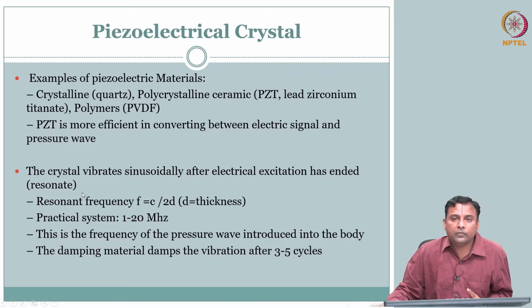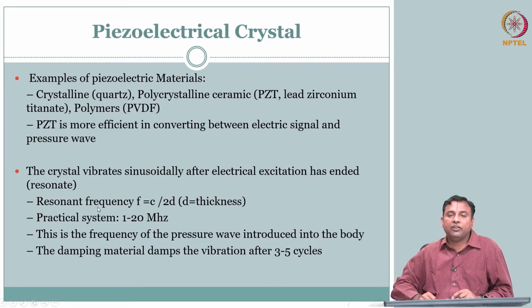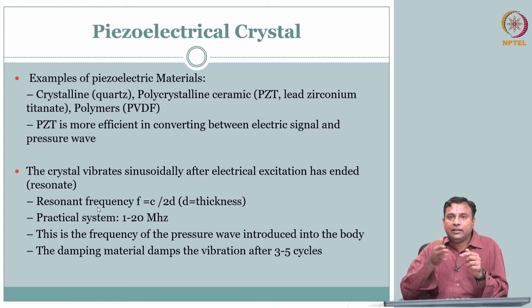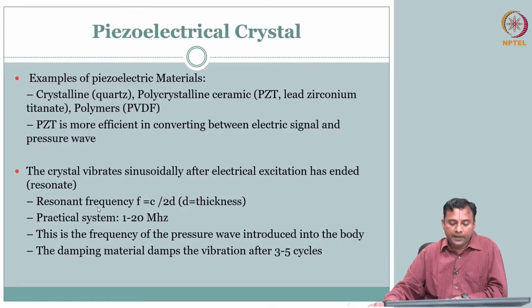So one of the key terms you will encounter when you talk about transducers is the resonant frequency. What is this resonant frequency? If you excite the crystal, there is a best frequency, right? Your frequency response will be high at a certain frequency. That is your resonant frequency, which is c by 2d, where d is the thickness. So now you see, we said the thicker the crystal, the smaller is the frequency. So this is a connecting relation: f is equal to c by 2d.